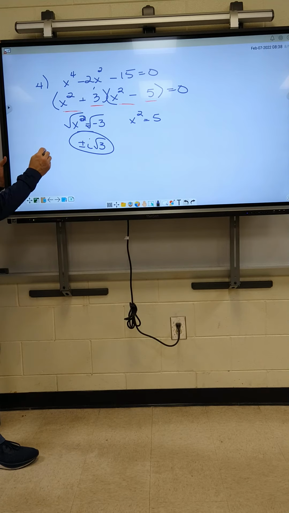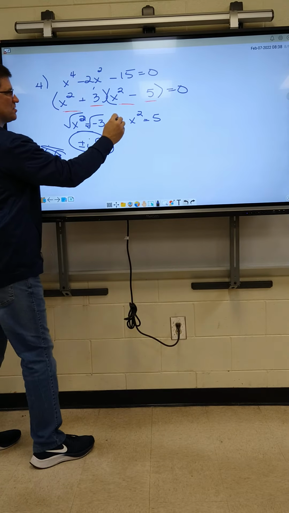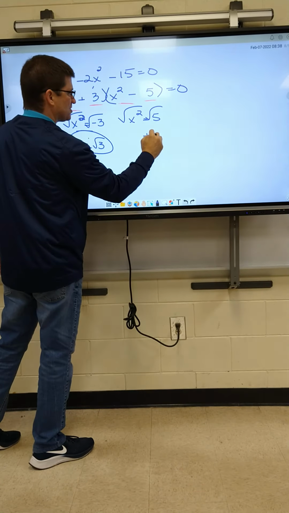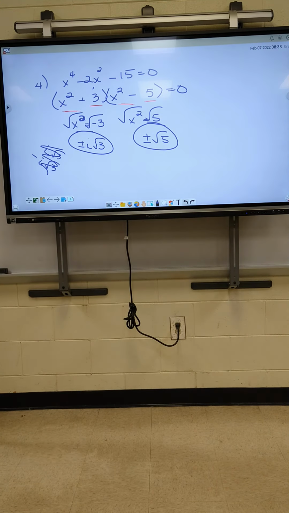So really my first answer is positive i root 3. My second answer is negative i root 3. But you can leave it plus or minus. You don't have to write them both down. All right, over here, same thing. I take a square root of 5, and it's just plus or minus root 5. So we had to find 4 answers on that one, and we did.